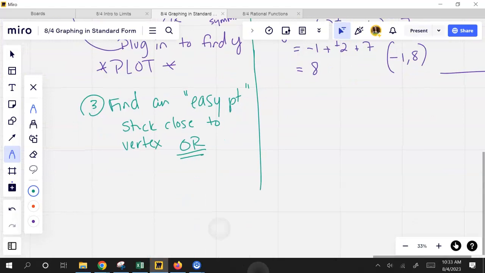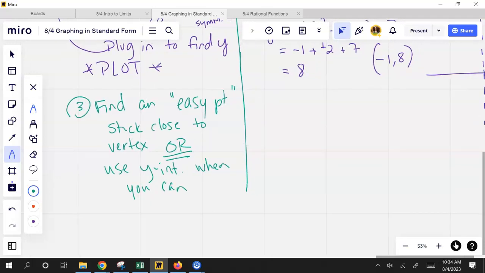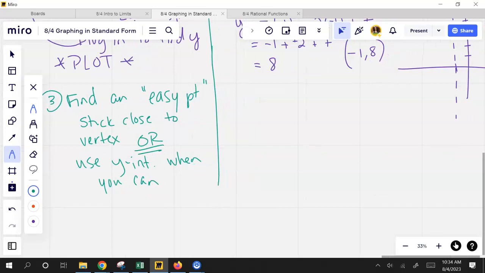I want to stick close to the vertex, or, this doesn't always work, use the y-intercept when you can. Now, it could be that the y-intercept is like 25 and it's not feasible for you to graph 25. Or it could be that the vertex and the y-intercept are the same point and you've got to have another point. So there are times when it works and there are times when it doesn't. You can always stick close to the vertex though.